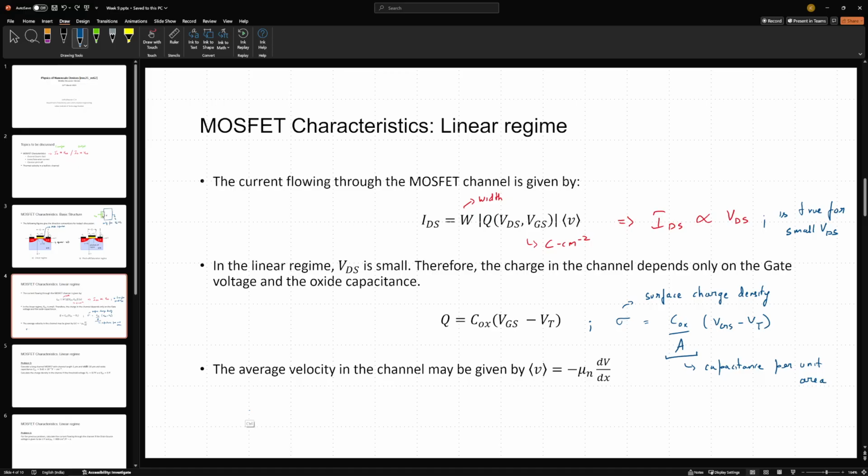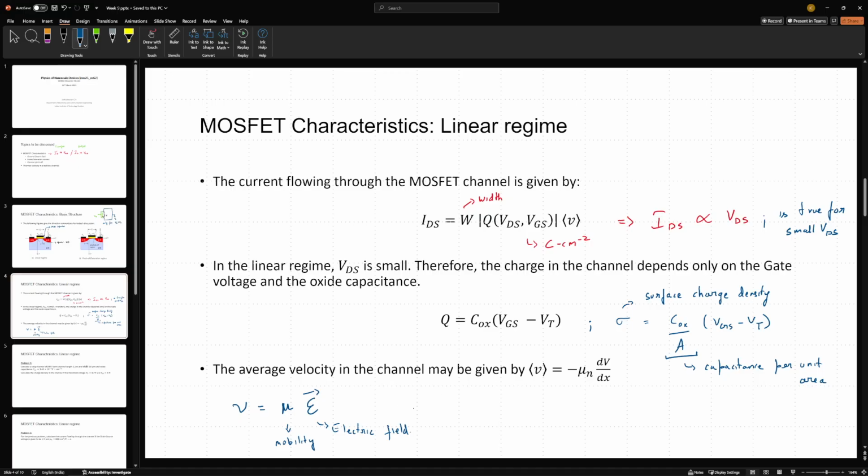the electron velocity v is equal to mu times E vector, where this is the mobility, and of course the electric field. And this is equal to minus dV by dx. So we'll write it like this. Now this is the variation of the potential along the x-axis.